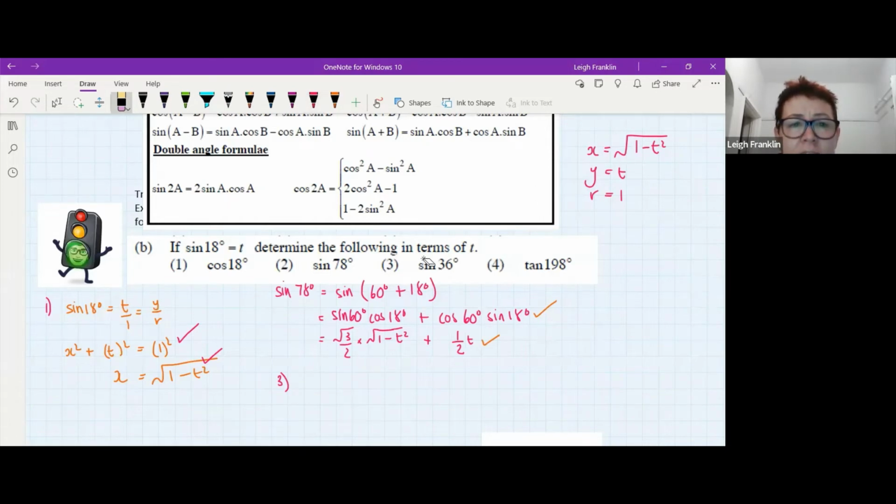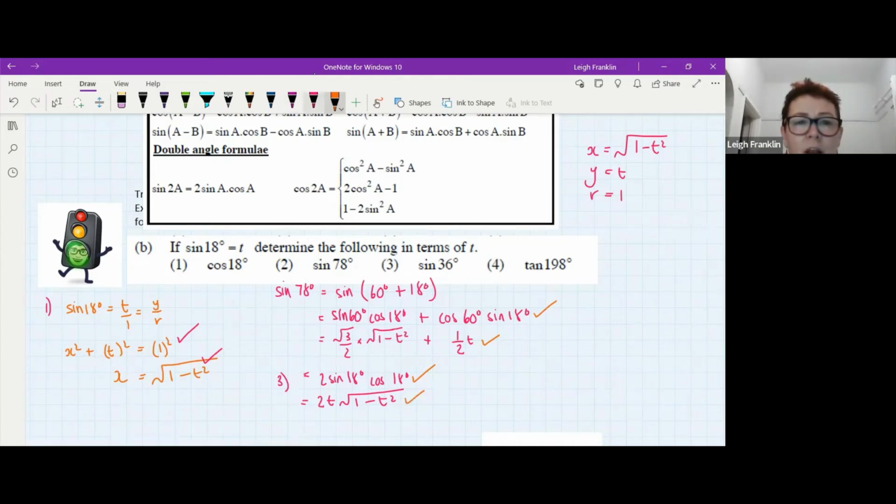Okay, then again, we look at question number 3. We can see that 36 is double 18. So we write down that this has to be the sine double angle identity. So this has to be equal to 2 sine 18 cos 18. We have to write that. Okay, and then we can go ahead and sub in. So this is going to be 2 times the sine of 18, which is t over 1, times the cos of 18, which is root 1 minus t squared. So again, here is the mark for the double angle identity and for subbing in terms of t.